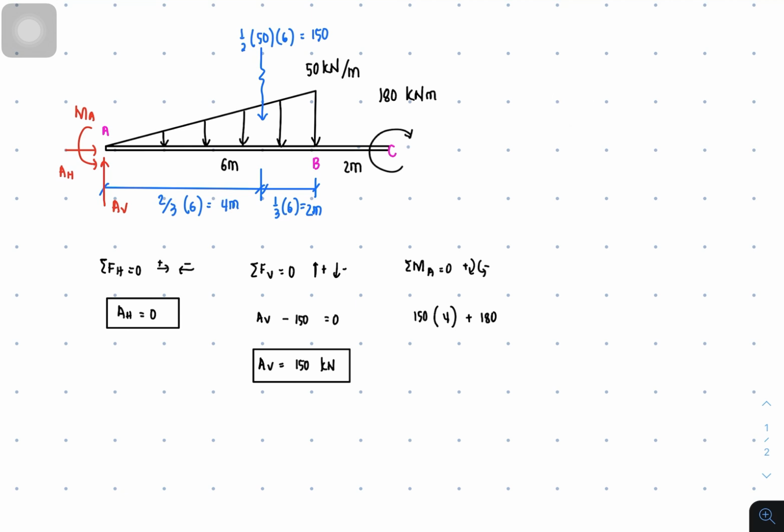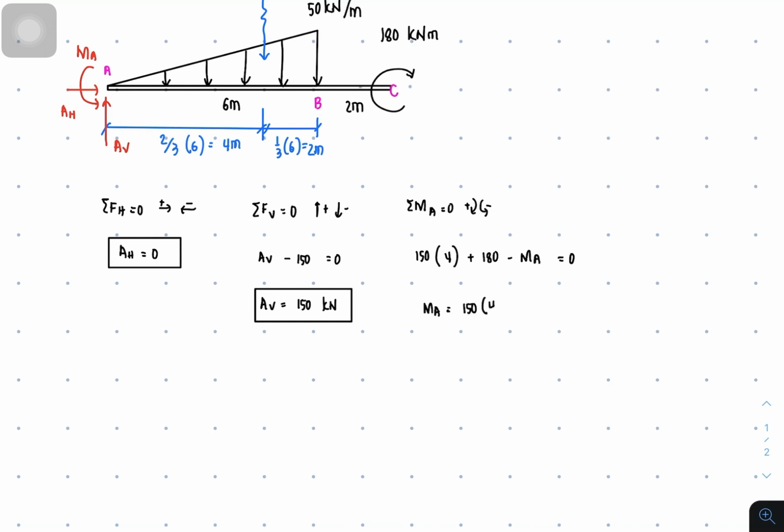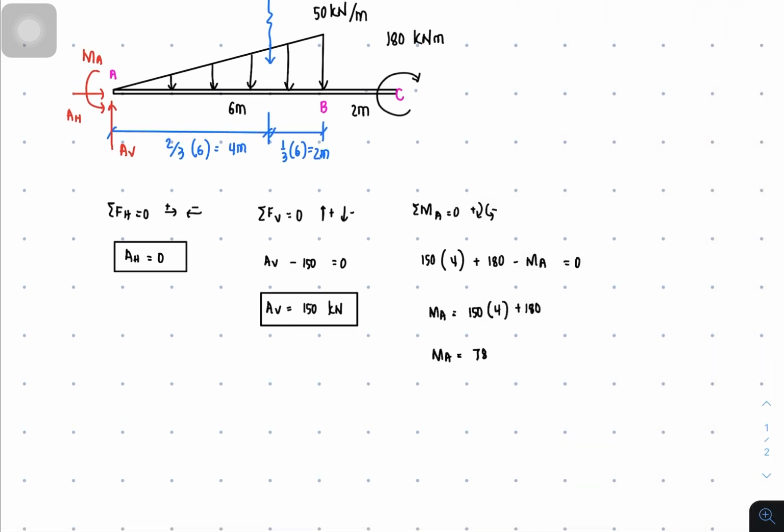So clockwise. And then for MA, we assumed MA to be counterclockwise, so it's negative MA. That's our assumption. And that's equal to 0. So you have MA, transposing it to the other side, and that's 150 times 4 plus 180. So MA is equal to, let's get our calculator, 150 times 4 plus 180. It's 780, and this is kilonewton meters.